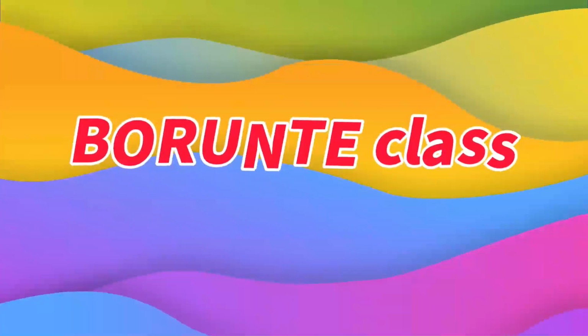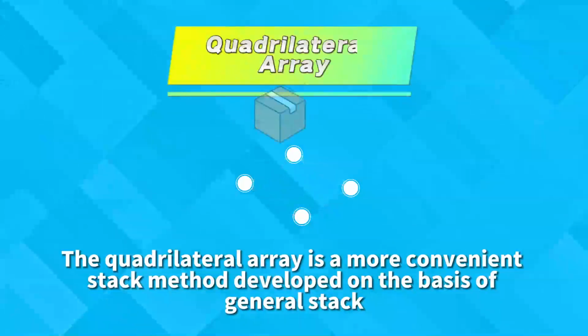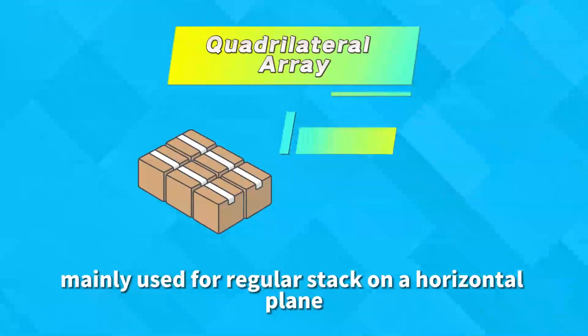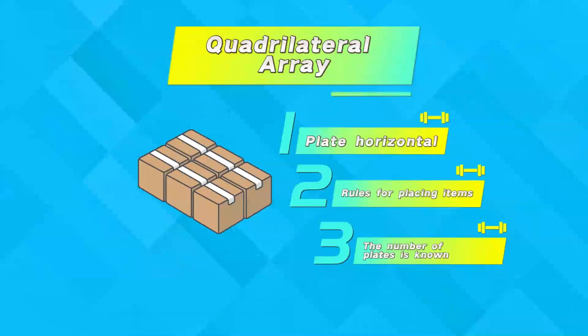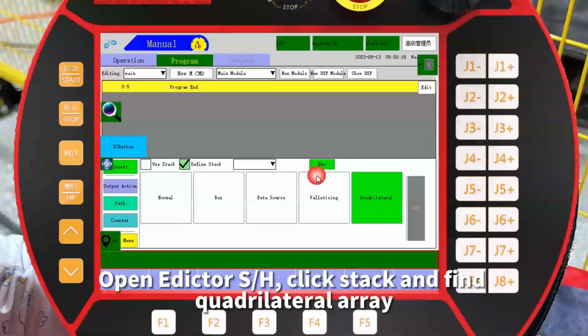Welcome to the Bolaunter class. Introduction and use of the quadrilateral array. The quadrilateral array is a more convenient stack method, developed on the basis of the general stack, mainly used for regular stacking on a horizontal plane. Open the editor S, H, click Stack and find Quadrilateral Array.